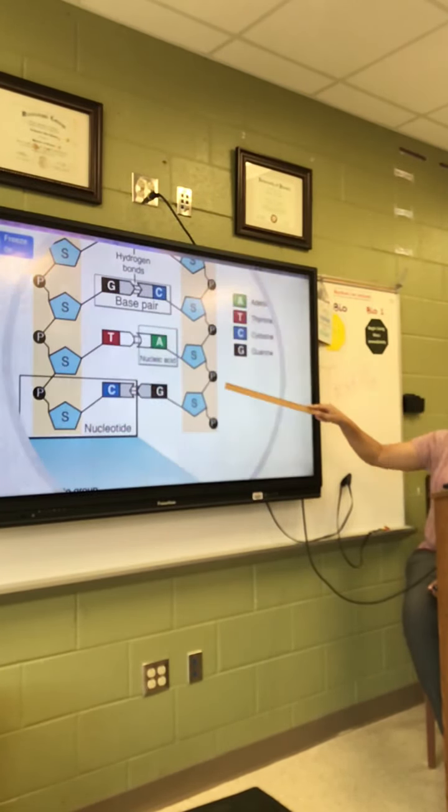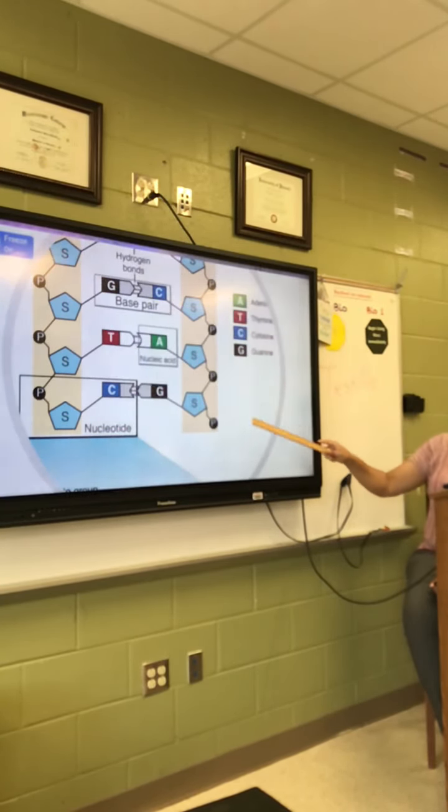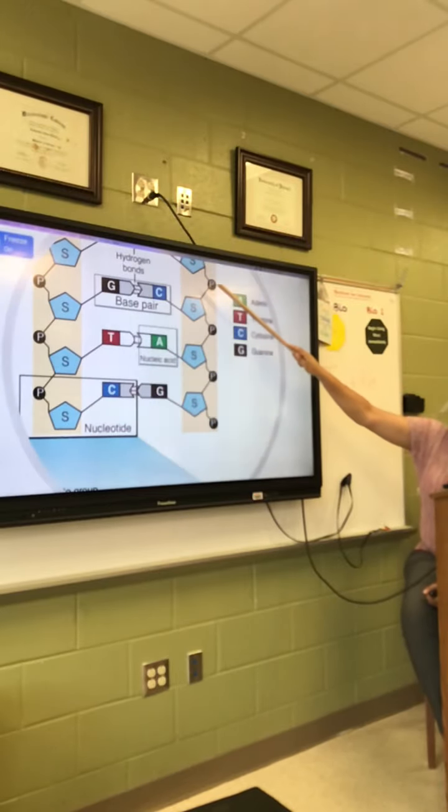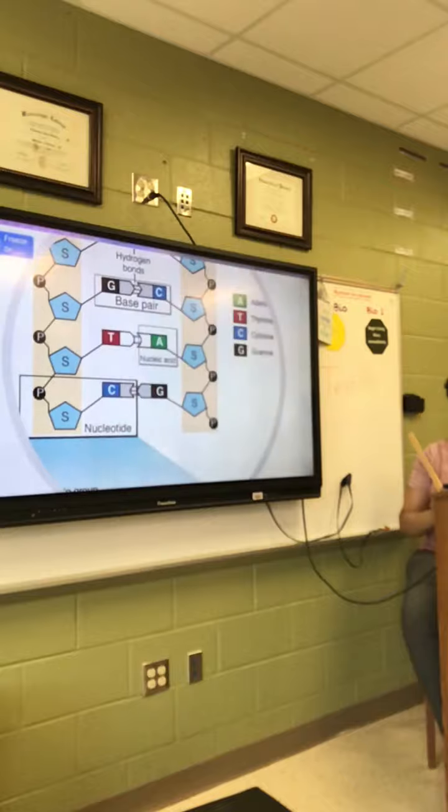This is called the backbone. The backbone of nucleic acids is a repeating sugar, phosphate, sugar, phosphate, sugar, phosphate. So we say that nucleic acids have a sugar phosphate backbone. Okay? Are y'all with me? What's the backbone made of?